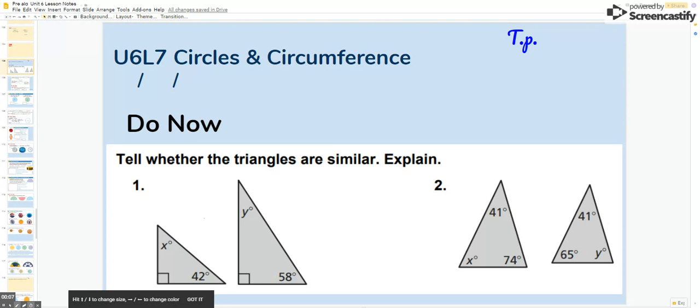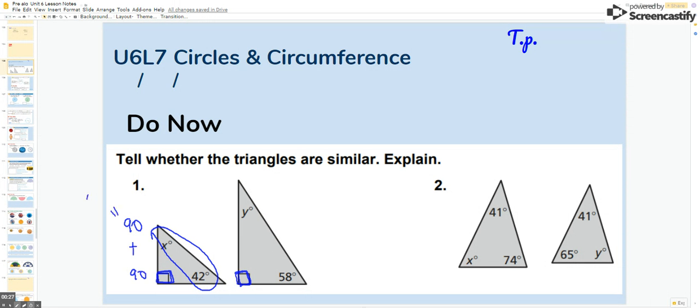Now we need to tell whether the triangles are similar, and we need to check two angles. Actually, here we need to check three angles. So we have 90 degrees here, right? And we have 90 here. And so the other two angles sum is going to be 90, because 90 plus 90 is 180.